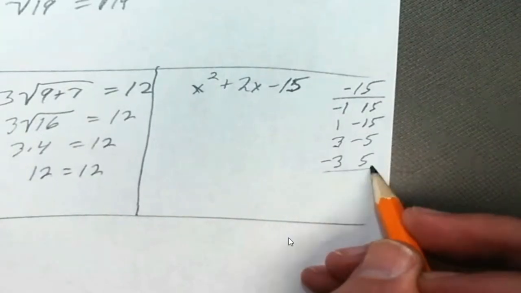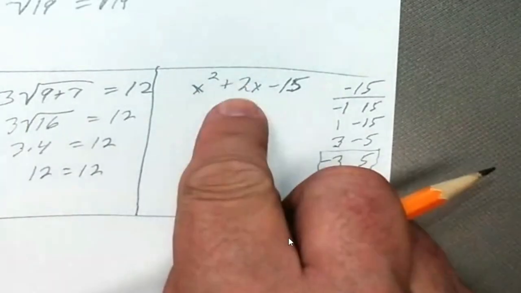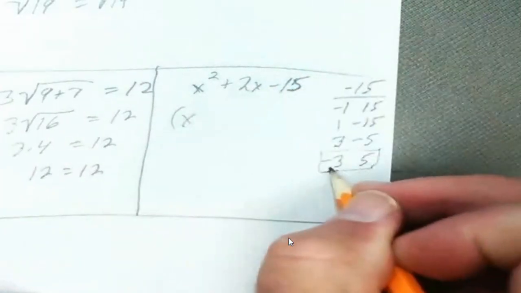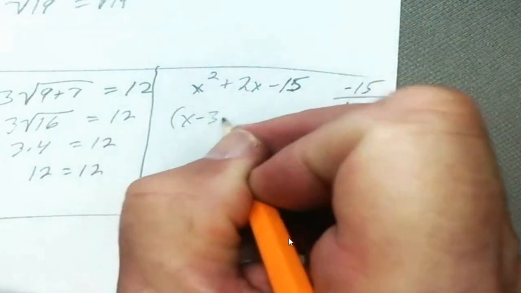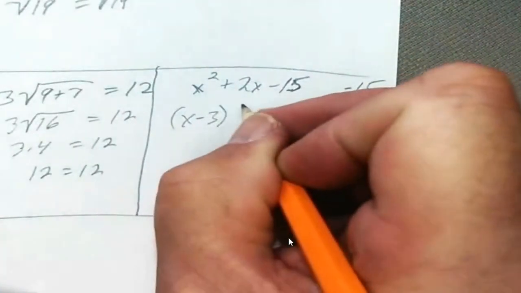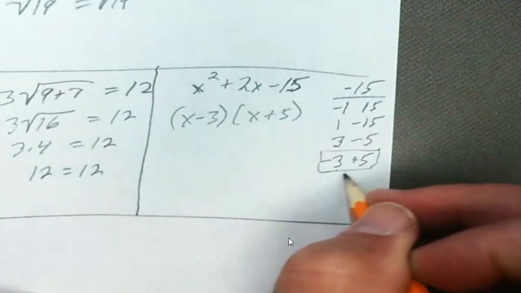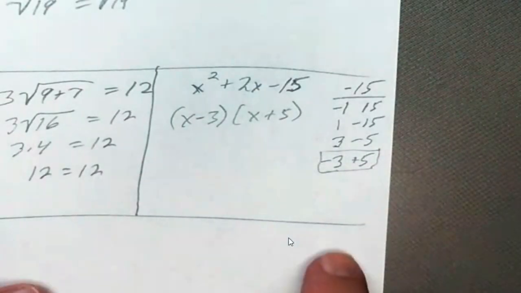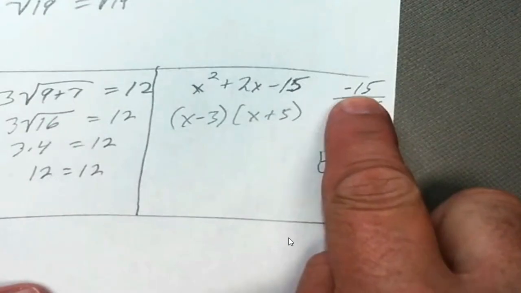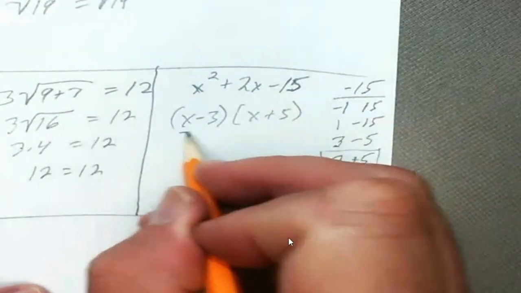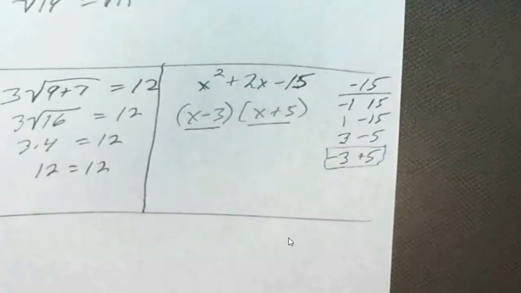This adds together to be 2. So this factors to x minus 3 and x plus 5, because those are the 2 factors that multiply to be negative 15, but add to be the middle term. So we're going to be doing factoring in here.